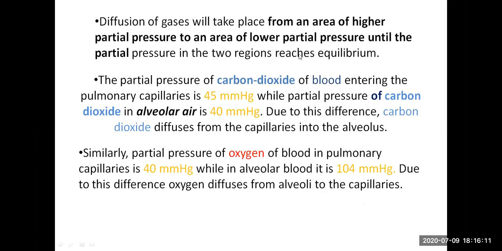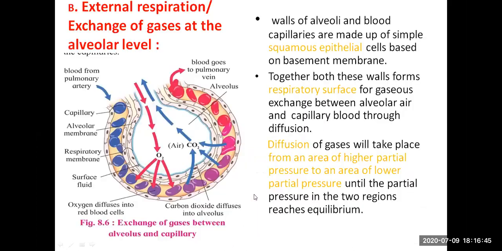As usual, we said that any gas passes from higher partial pressure to lower partial pressure. Now in alveoli there is higher partial pressure of oxygen, and in blood capillaries there is a lower pressure. So ultimately this oxygen from alveoli diffuses into the pulmonary capillaries, and then blood becomes oxygenated. And in this way, here these are the oxygenated red blood cells, or we can say blood.